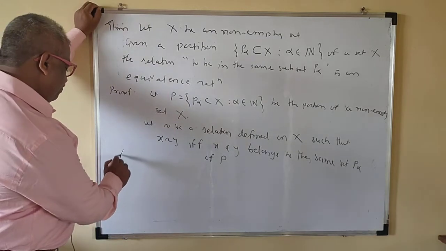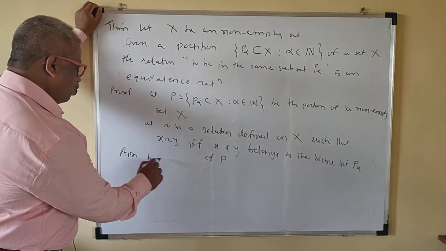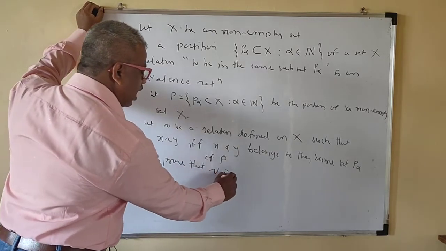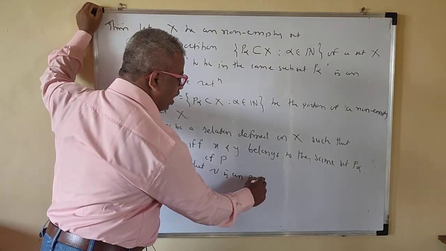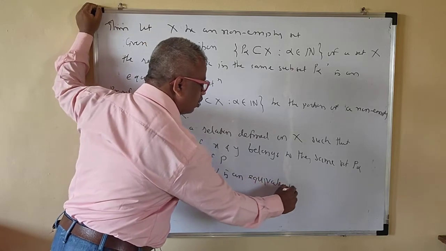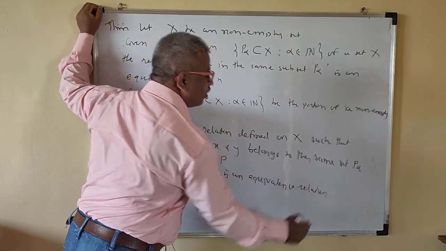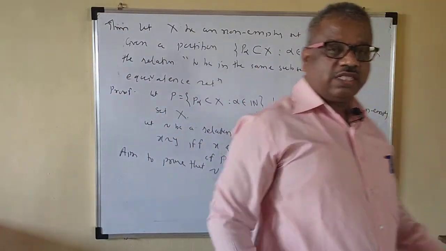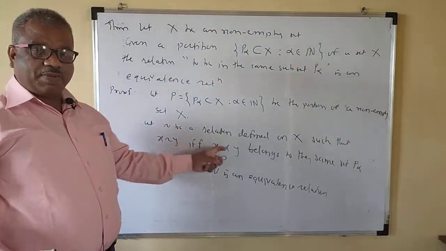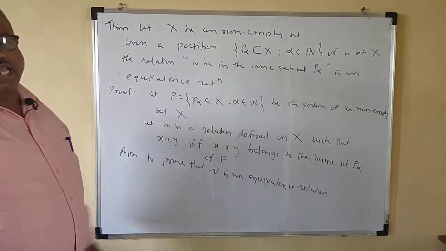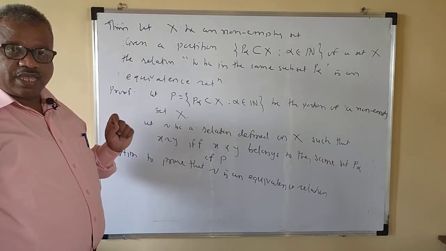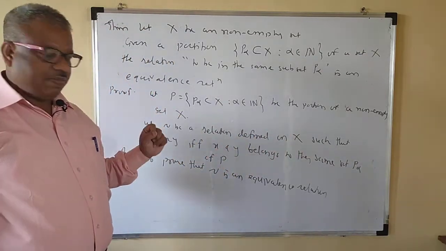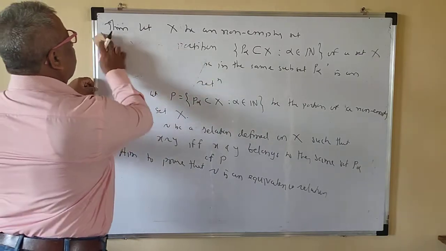Okay, so our aim is to prove that ~ is an equivalence relation. Now we'll prove this one. What is this here? X is related to Y if and only if X and Y belong to the same member of P. Whatever this member, I have taken that member as P_alpha. You can take P_beta, whatever this. Okay, so we'll prove this is an equivalence relation.